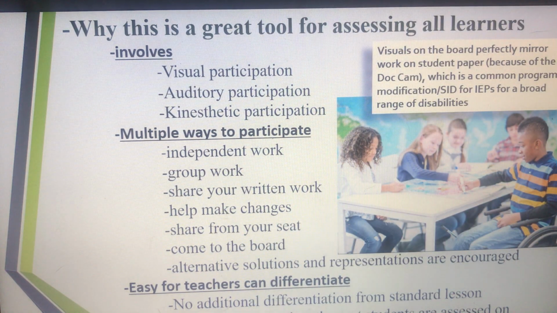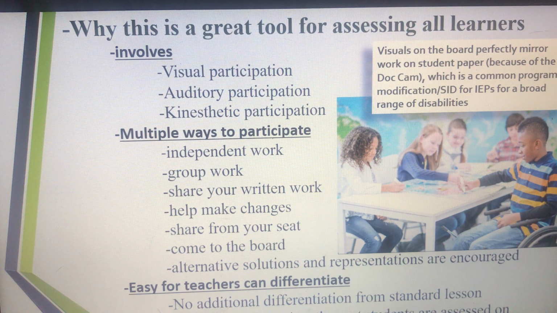Why is this a great tool for assessing all learners? First of all, it's visual, it's auditory, it's kinesthetic. You're hitting students on a whole lot of levels at the same time. There's so many different ways for students to participate, and so students who excel in certain areas and struggle in different areas can put more effort into those areas where they can be more successful, or they can challenge themselves on those areas that are harder for them, right?